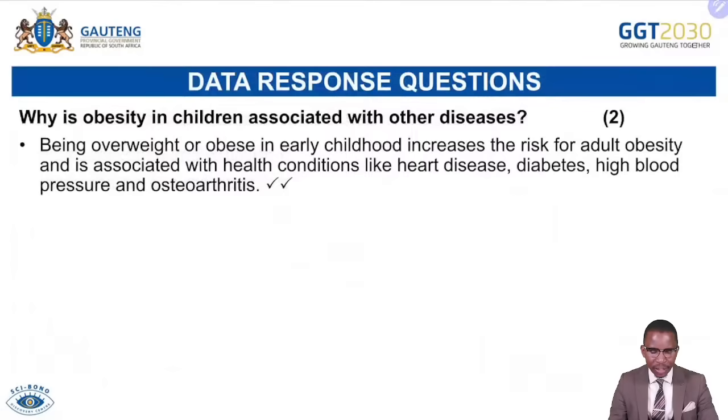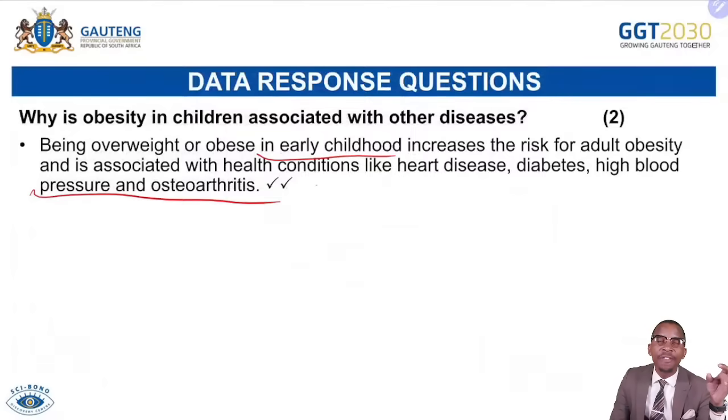Why is obesity in children associated with other diseases? Remember, if a child is obese, that means the child is overweight. So remember, if ever the child is overweight, that is associated with many diseases that include high blood pressure, diabetes, etc. So being overweight or obese in early childhood increases the risk for adult obesity and is associated with health conditions like heart disease, diabetes, high blood pressure, as well as osteoporosis. So in this case, if ever you are obese, that simply means it will be difficult for you really to maintain all of those health indicators.